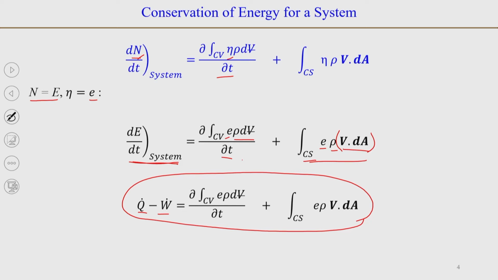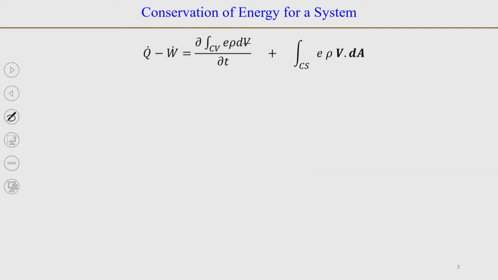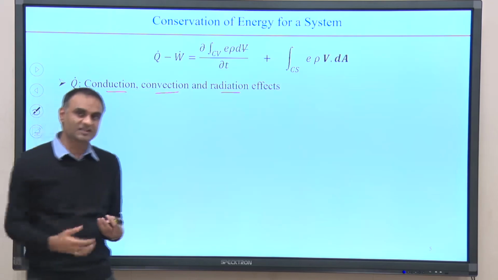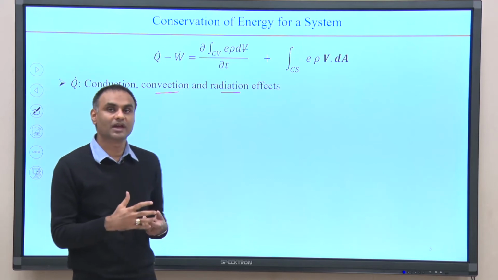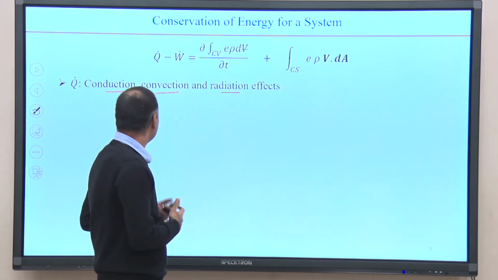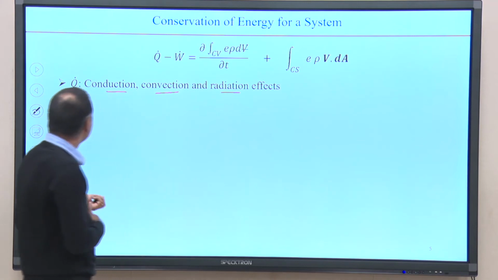Now, we will look at some of the variations or some details about Q dot and W dot. So, Q dot is basically the heat being supplied to or taken away from the system. It is heat transfer, and heat transfer can be caused by conduction, convection, or radiation effects. In this course, most of the time we will be looking at isothermal systems, so we will not go into further details of it.